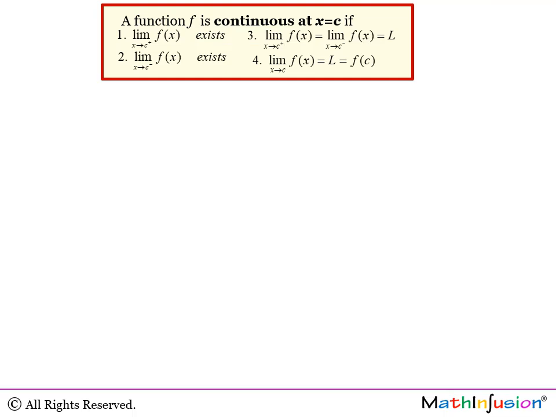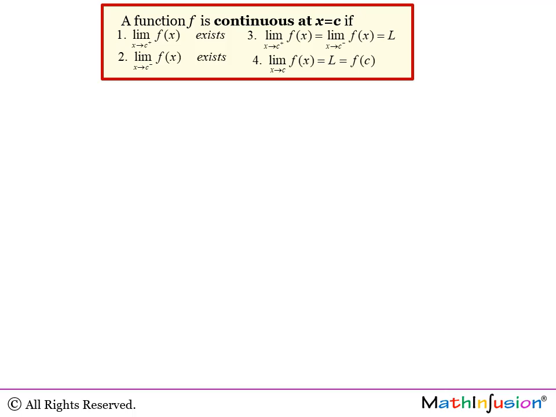We realize then that if a function is continuous at x equals c, then we have those 4 conditions. 1. The limit of the function when x approaches c from the right exists. 2. The limit of the function when x approaches c from the left exists. 3. The limits in 1 and 2 are the same, and their common value is L, which means that the limit of the function when x approaches c is L. And condition 4, that L equals the value of the function at x equals c.